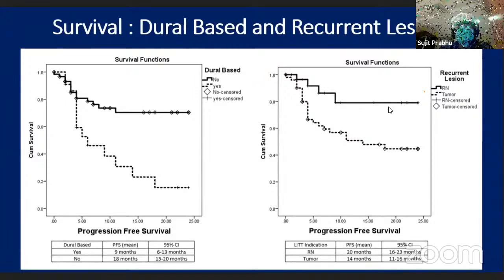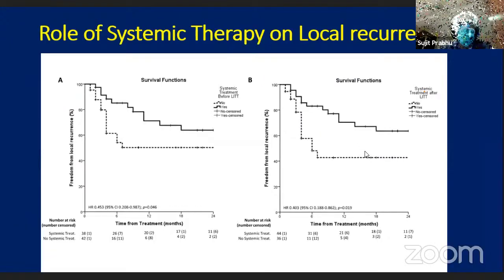And then when we looked at patients who had recurrent tumors in their lesion versus purely radiation necrosis, the patients with radiation necrosis did a lot better than patients who had recurrent tumor in their specimen. And one very interesting aspect of our results was the role of systemic therapy.